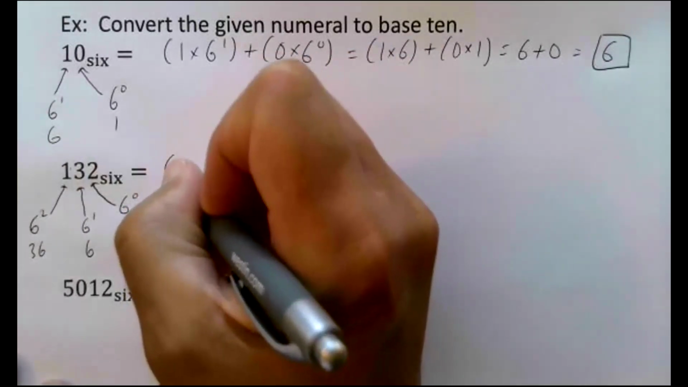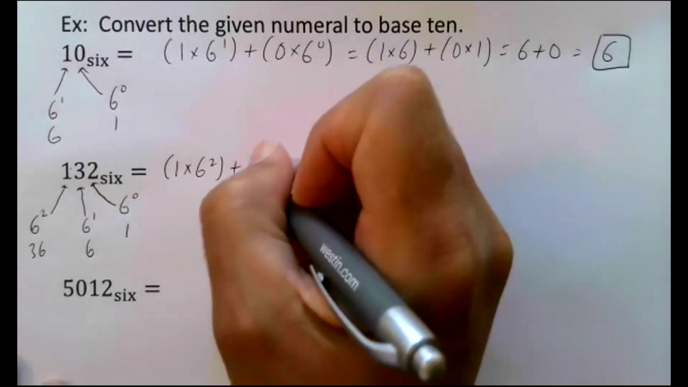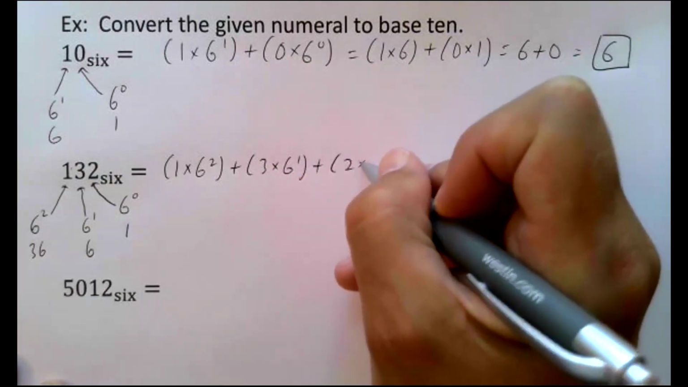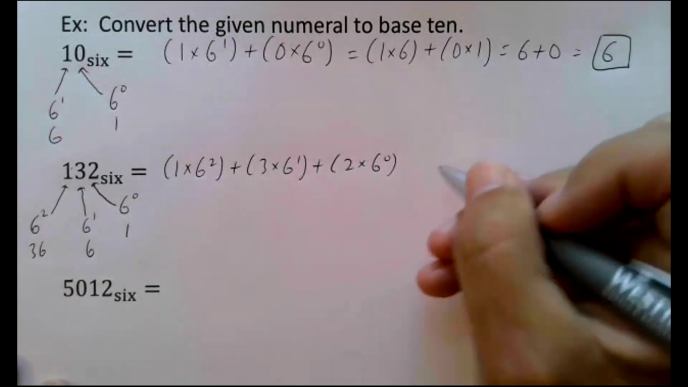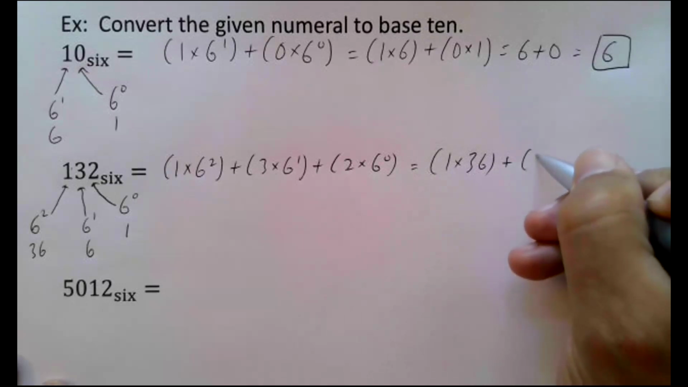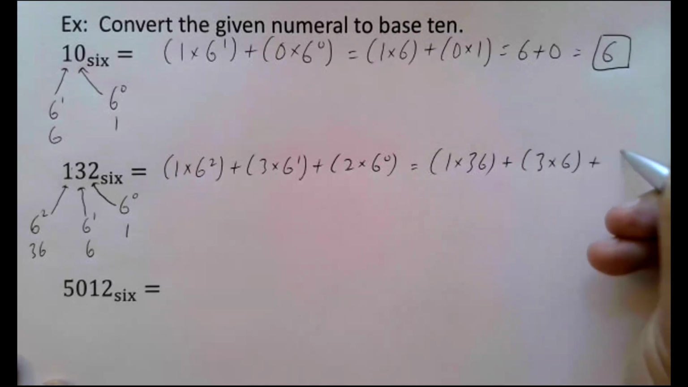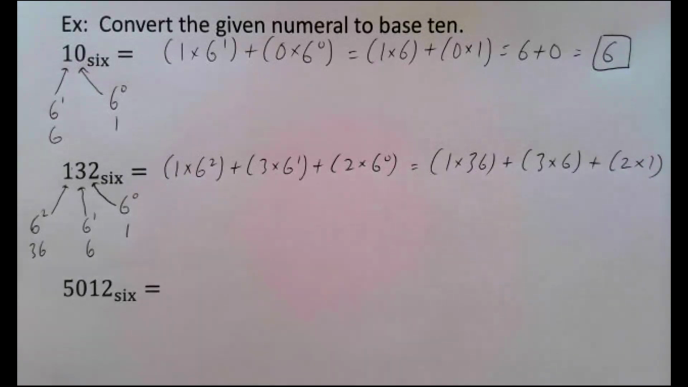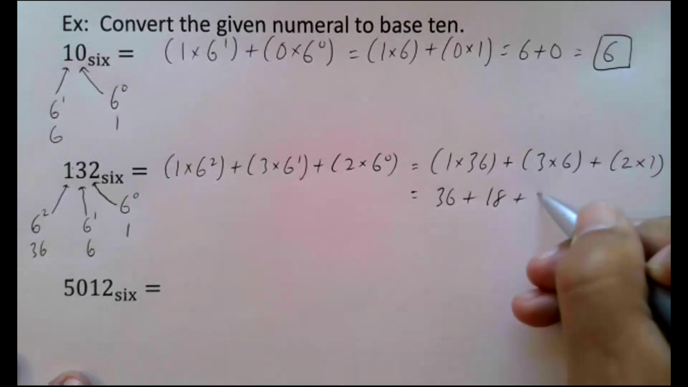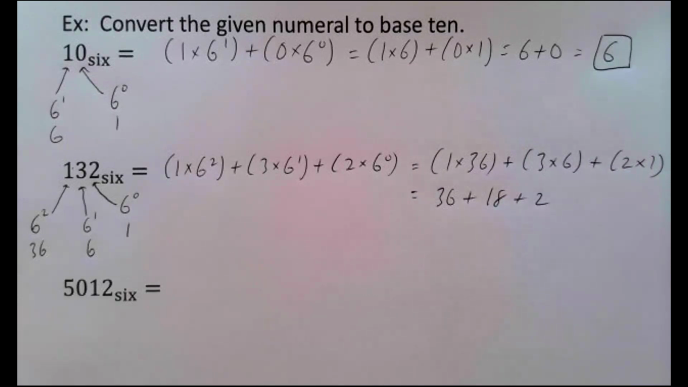This means I have one set of 6 squared plus 3 sets of 6 to the power of 1 plus 2 sets of 6 to the power of 0. This means I have one set of 36 plus 3 sets of 6 plus 2 sets of 1. Again, I'm not going to always show as much work as I am in the beginning here. As we get to the next couple pages, I'll probably go a little faster. But this is 36 plus 18 plus 2, which is equal to what we would think of as 56.